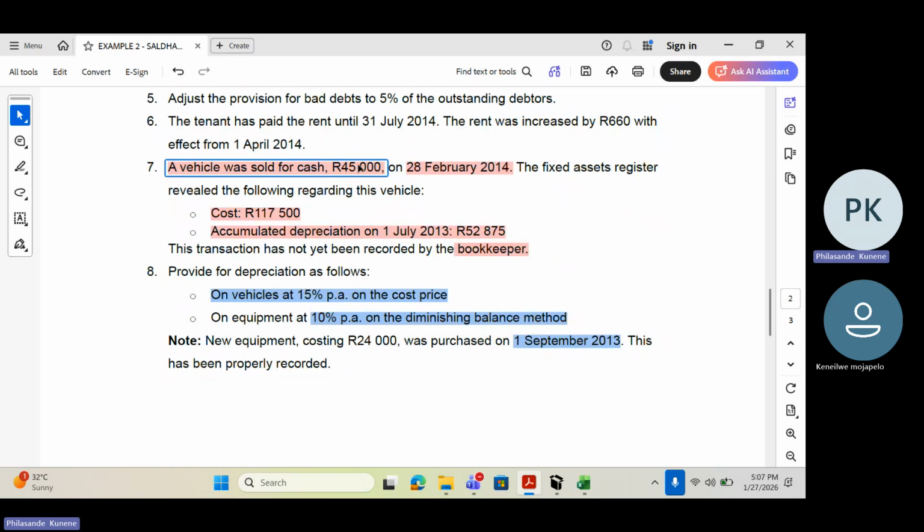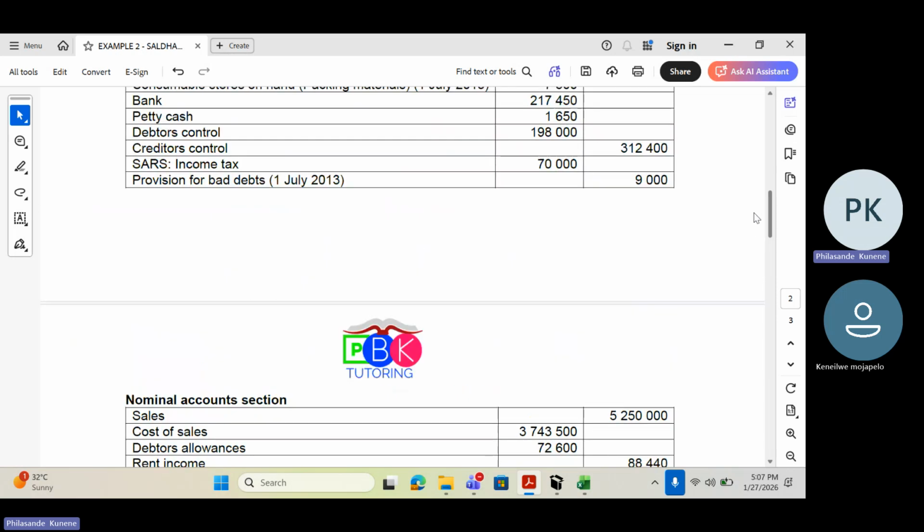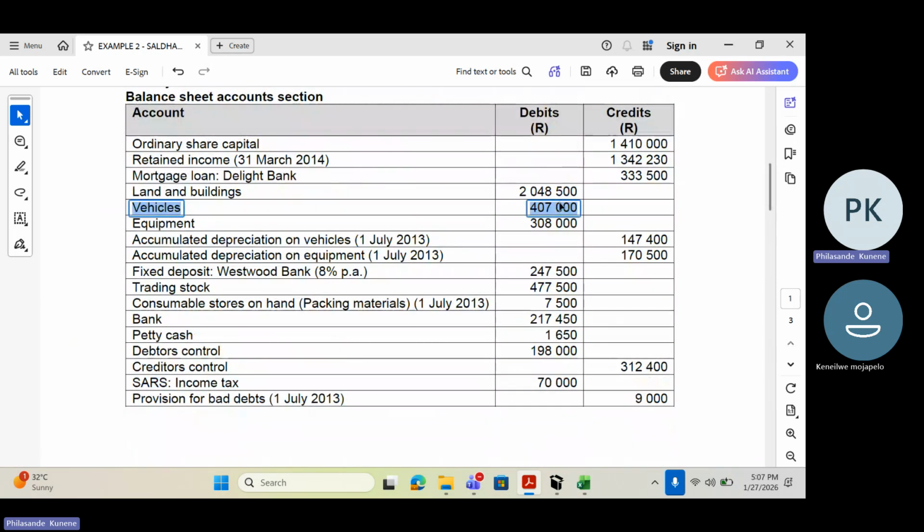Why are we subtracting it? Because you already calculated the depreciation for the sold vehicle. Exactly, that's correct. But this is another line that is important also, right? This transaction has not yet been recorded by the bookkeeper. The reason why we're subtracting the cost of the vehicle that was sold is because it has not been recorded, which means it has not been removed from this cost price that is sitting on the trial balance. When they say the transaction has not yet been recorded, it means it has not been removed from these 407,000.